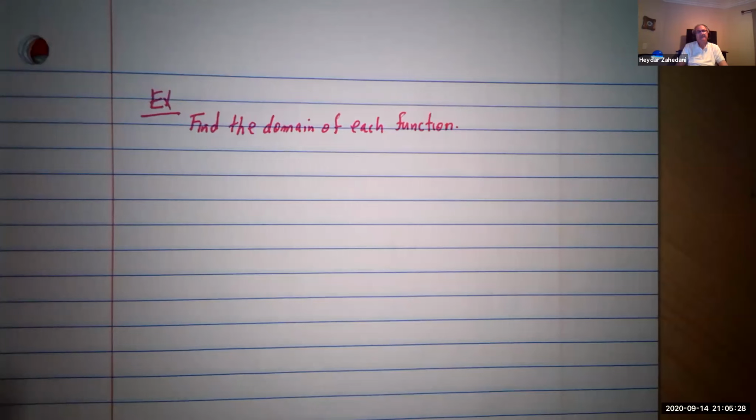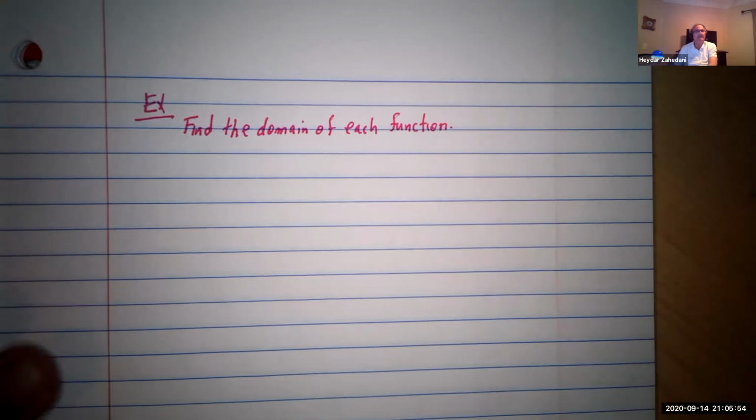You see, x is a free agent. It means x is a variable. Since it's a variable, x can be any real number. So x can be anything between negative infinity and positive infinity, unless the formula of your function would put some restriction on the x. So this is how we're going to investigate.